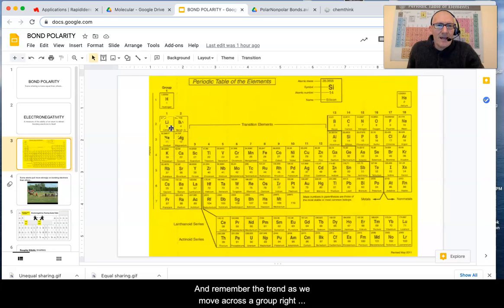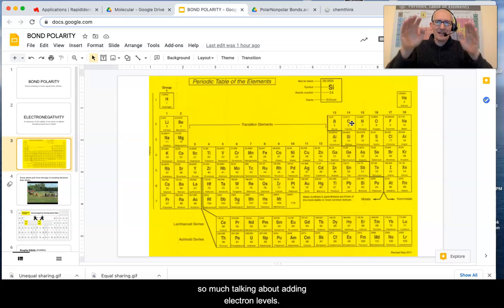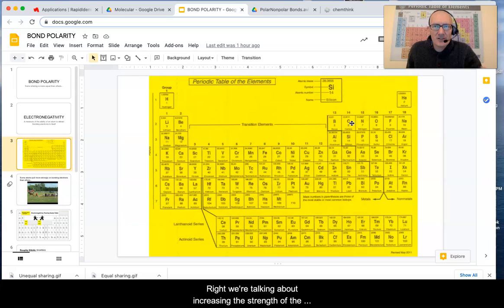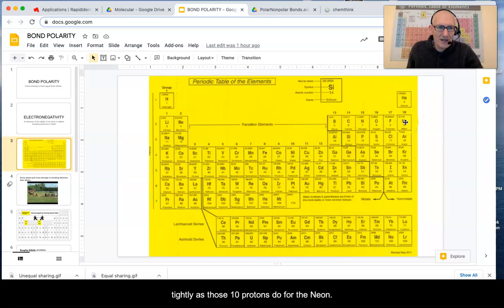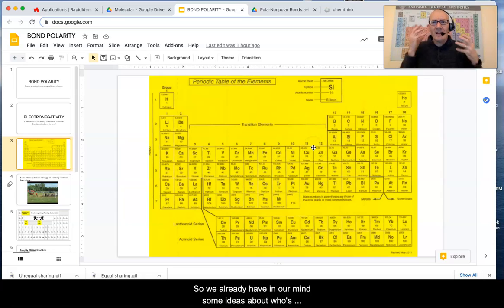All right. And remember the trend as we move across a period. We're not so much talking about adding electron levels, right? We're talking about increasing the strength of the nucleus. Lithium over here has just 3 protons, whereas neon over here has 10 protons. Those 3 protons in lithium don't hold on to their electrons anywhere near as tightly as those 10 protons do for the neon. So we already have in our mind some ideas about who's going to hold on to electrons more tightly.